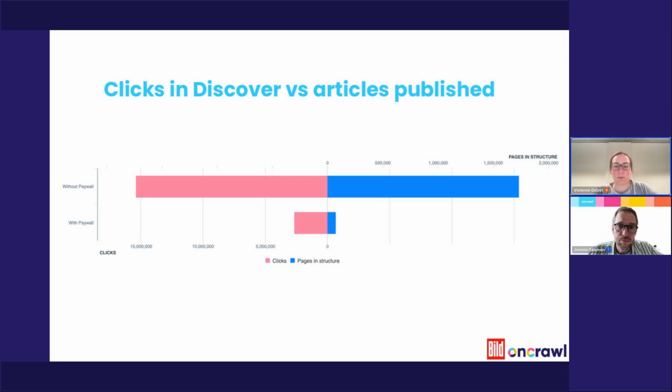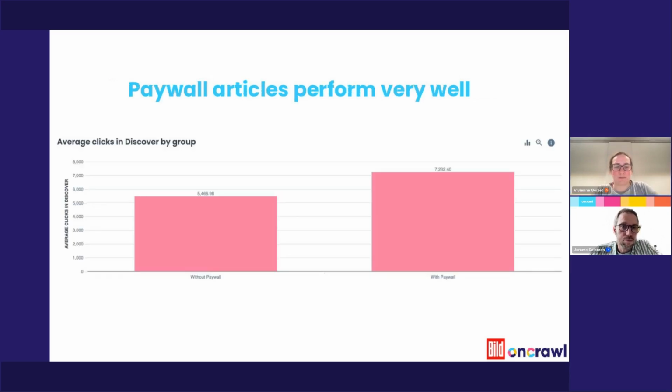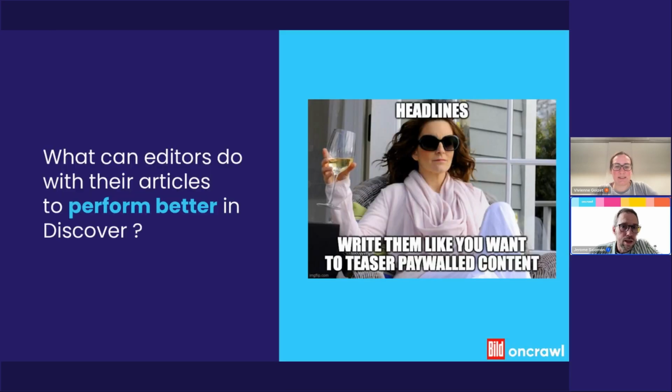Yeah. We publish around 30% of our articles daily behind a paywall, so that reflects it very well, I think. And it's good to know that they're actually performing well. And here we have the average clicks. So we already see, yes, they're performing very well.